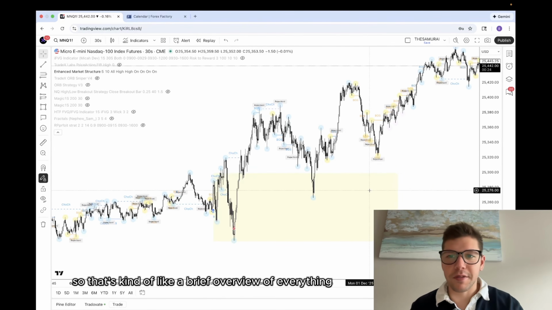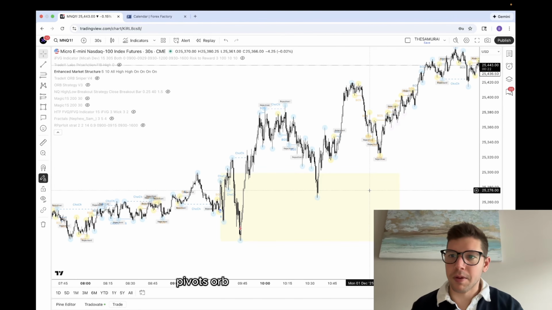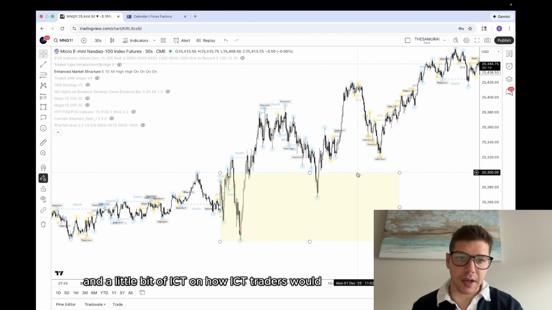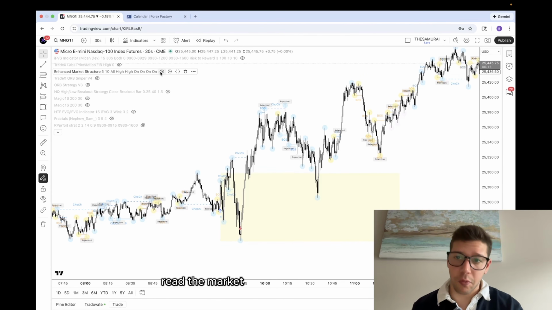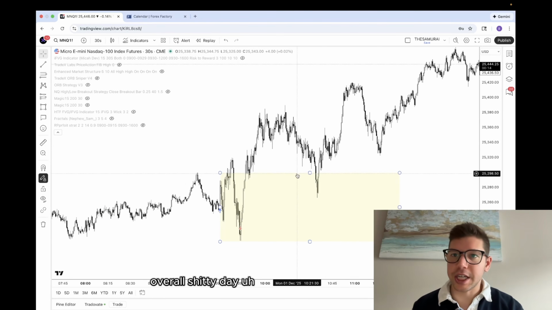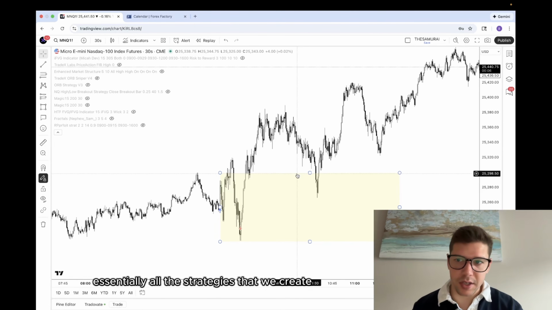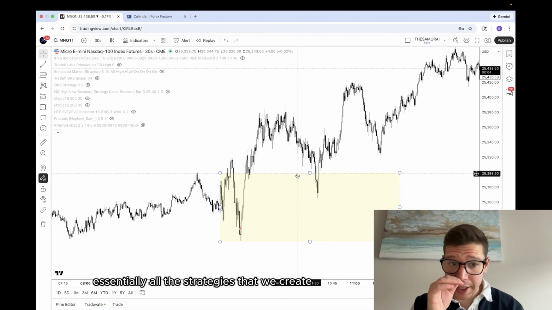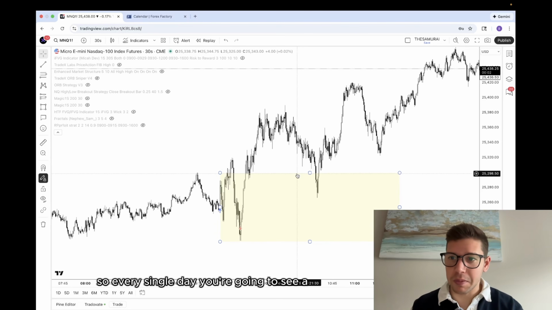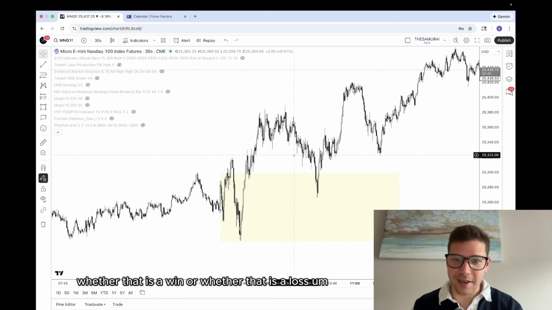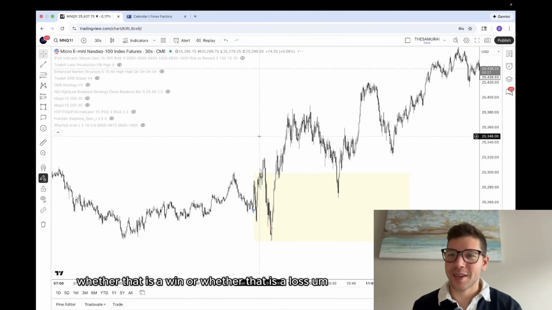So that's kind of an overview of everything: pivots, ORB, and a little bit of ICT on how ICT traders would read the market. Overall, shitty day. But the point of these breakdowns is to show you every win, every loss, and the results of essentially all the strategies that we create. So every single day you're going to see a breakdown, whether that is a win or a loss, overall showing you everything.